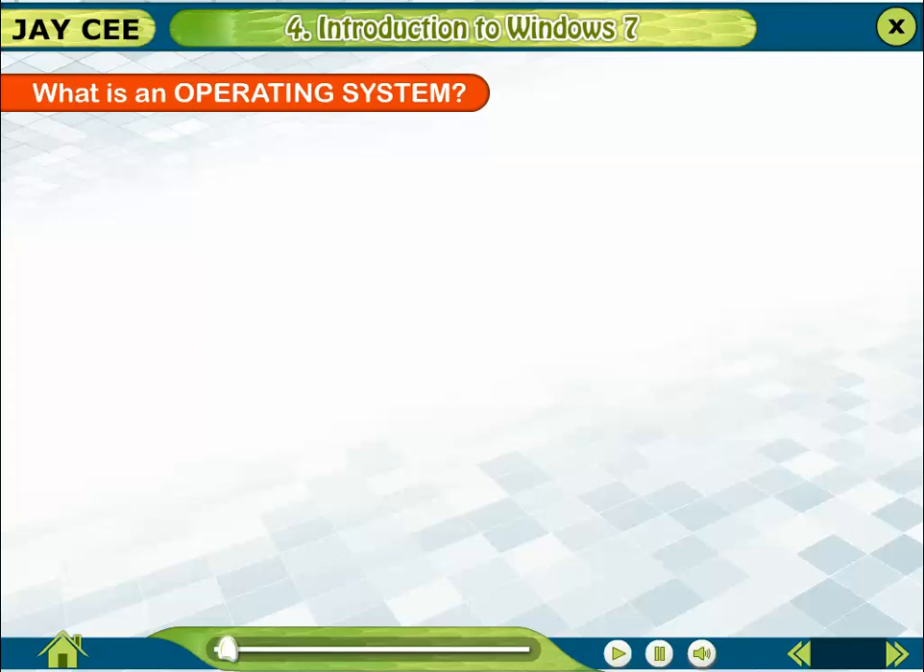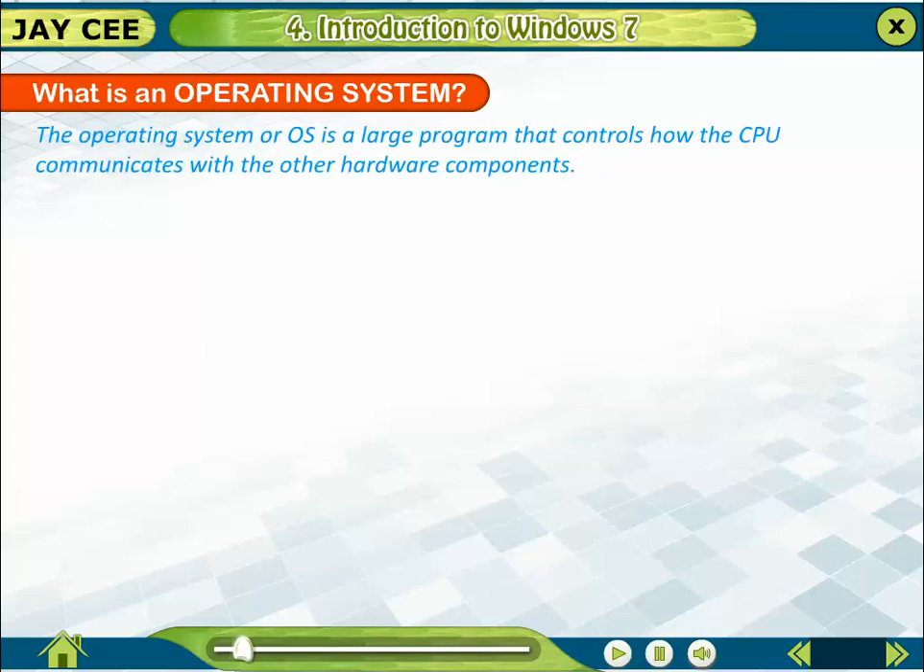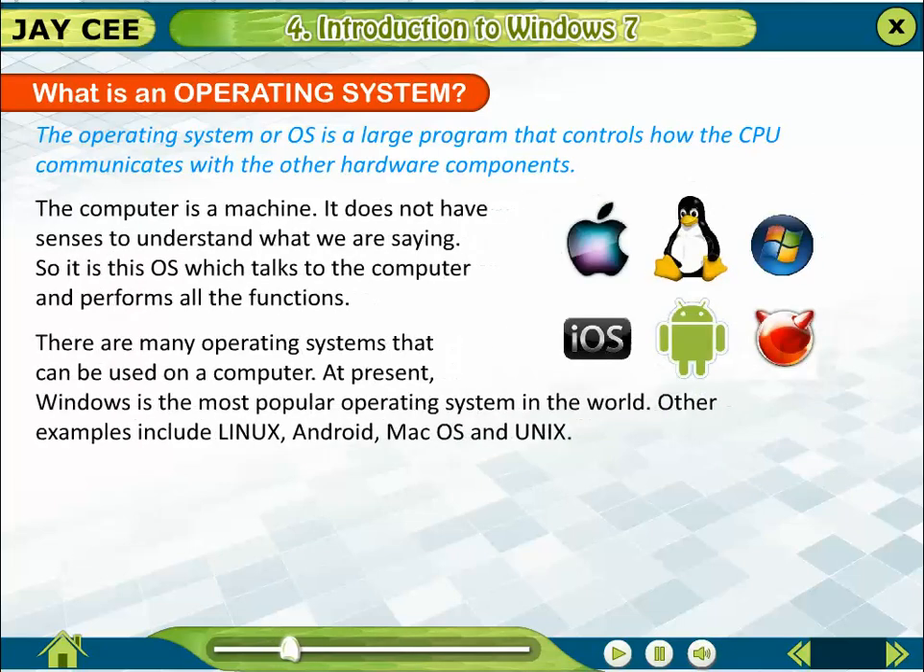What is an operating system? The operating system, or OS, is a large program that controls how the CPU communicates with the other hardware components. The computer is a machine. It does not have sensors to understand what we are saying. So, it is this OS which talks to the computer and performs all the functions.